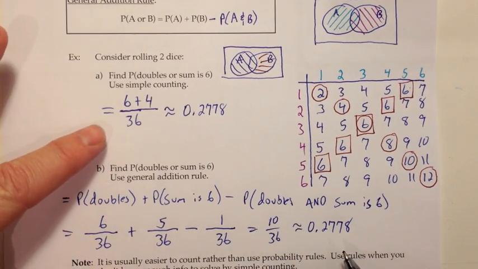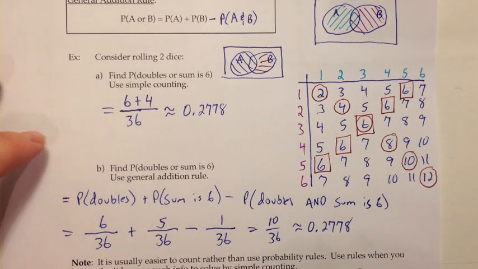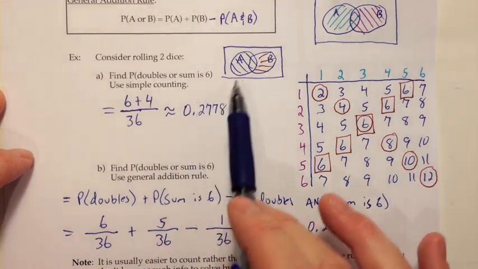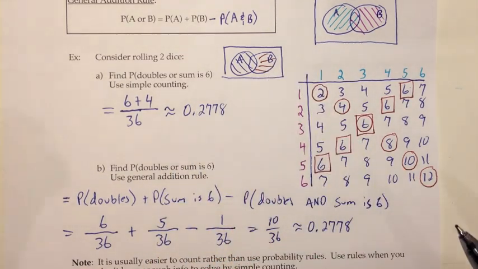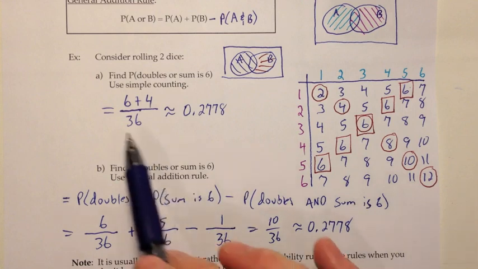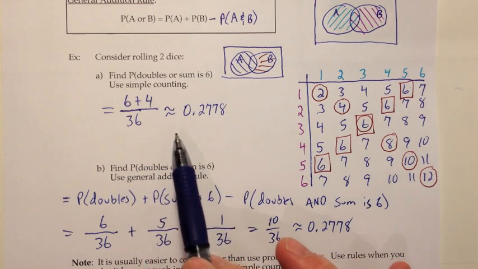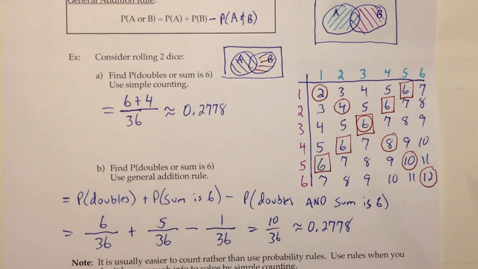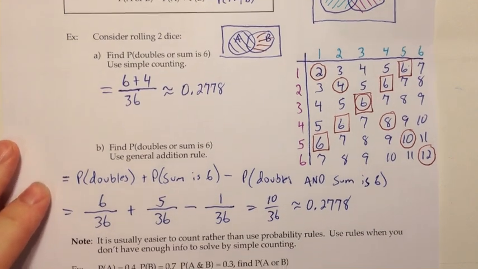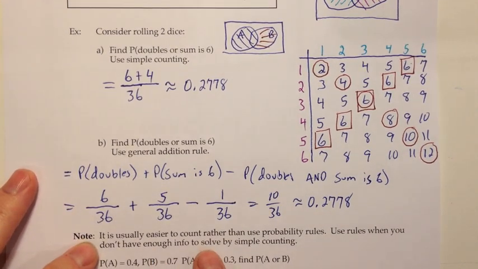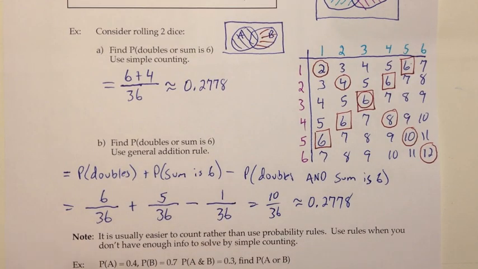So what I hope you would see out of this is that even though this new rule works, because it does match the answer we got the other way, we're actually better off just thinking about all of the first and whatever's new from the second, in the sense that we just had to do one probability that way, one fraction, instead of three separate ones that we combined together. And so that's my note here, that it's usually easier to count rather than to use probability rules. So use the rules when you don't have enough information to solve by simple counting.